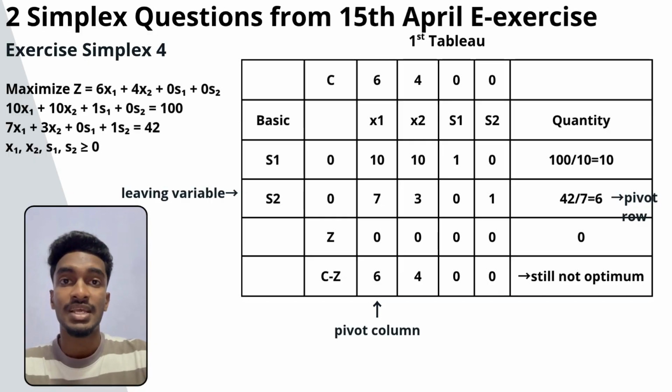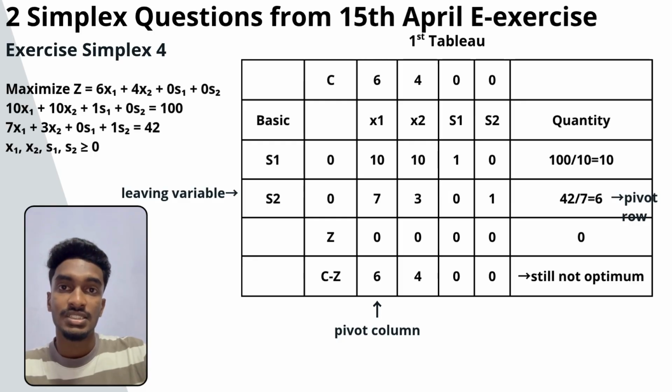Next, let's look at the simplex method questions from the 15 April exercise, starting with exercise 4. So the objective is to maximize z equals 6x1 plus 4x2 plus 0s1 plus 0s2. In our first tableau, we set up our basic variables, that is s1 and s2. We identify x1 as our pivot column because it has the highest positive value in the C minus Z row, which is 6. S2 is our leaving variable with the smallest ratio of 6. This table is still not optimum.